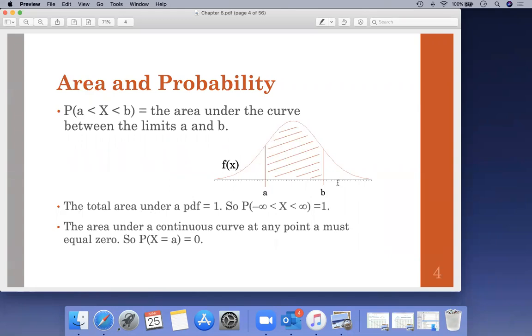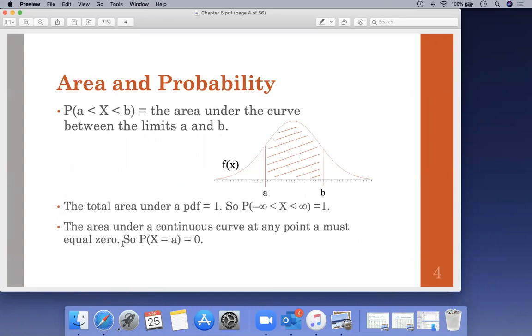The total area under the PDF. Yes, what is the value? It should be 1. So if you write it as an expression, it is this: the probability of x values from negative infinity to positive infinity should be 1. Yes, that means the total area under the curve should be 1.